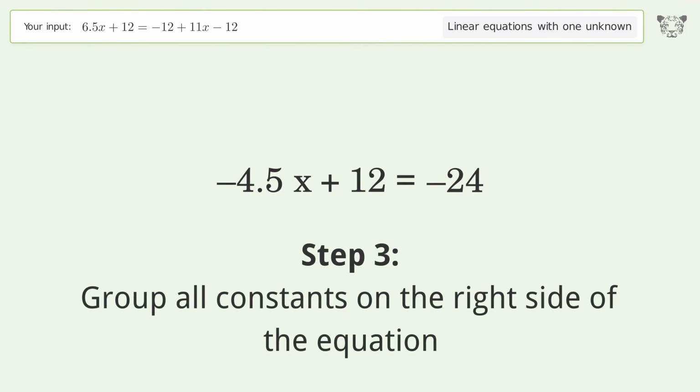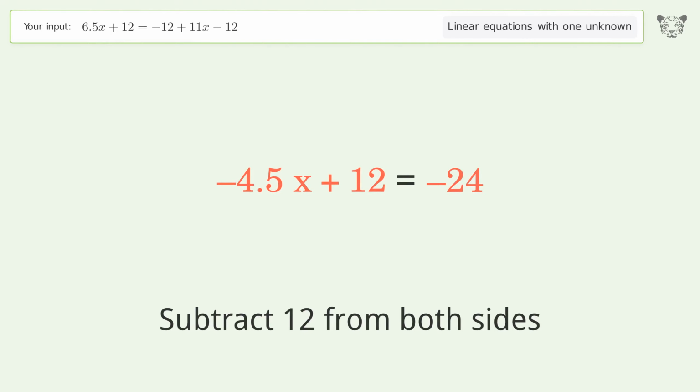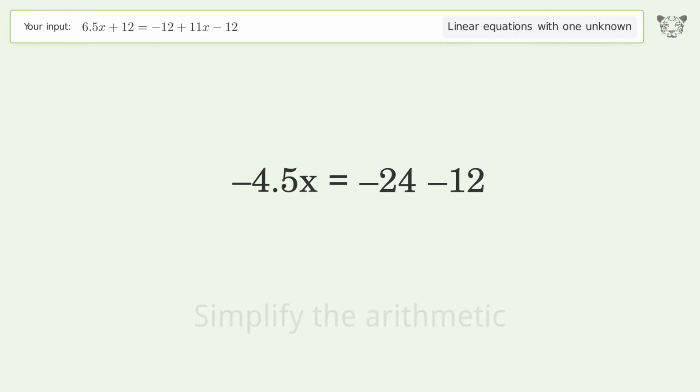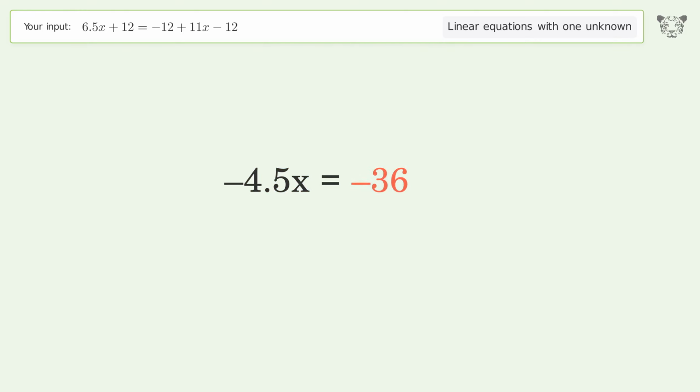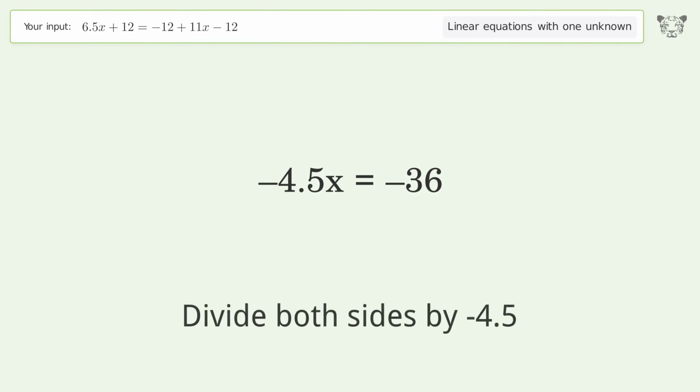Group all constants on the right side of the equation. Subtract 12 from both sides. Simplify the arithmetic. Isolate the x. Divide both sides by -4.5.